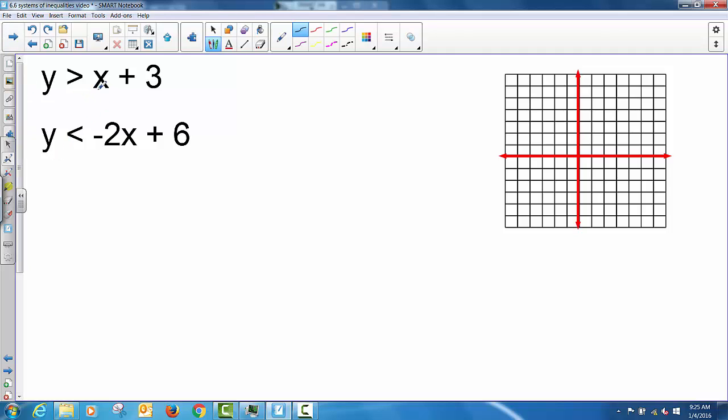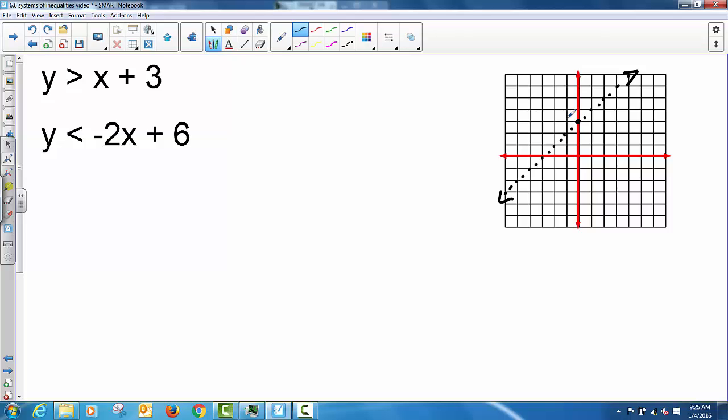All right, y is greater than x plus 3. So the y-intercept is 3, so we go 1, 2, 3. And the slope is 1, so that means that we're going to be going here, and here, and here, and here. And our line will be a dashed or dotted line, whichever one you want to do, as long as it's not a solid line, because it means that the points on that line are not included in the solution.